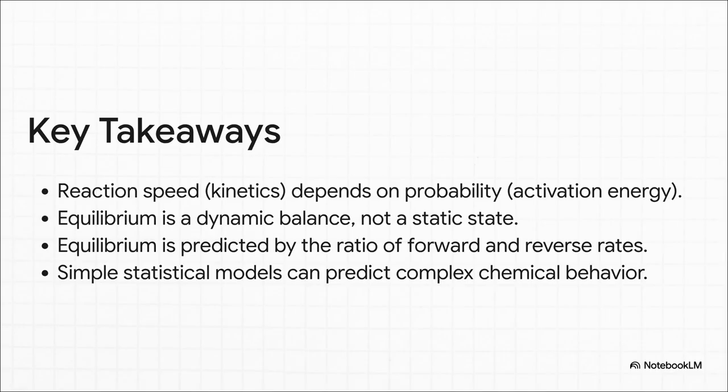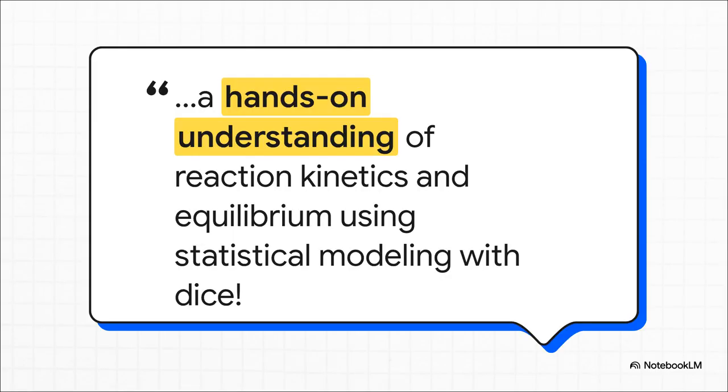It's a living, dynamic balance. Third, we proved that this balance point is totally predictable, all determined by the ratio of those forward and reverse speeds. And maybe the biggest idea of all? That sometimes a really simple statistical model like rolling dice can be an incredibly powerful way to understand a very complex system. The source material we've been exploring really says it best. The whole point of this isn't just to memorize facts, but to get a real, hands-on, intuitive feel for how all these invisible processes actually work.